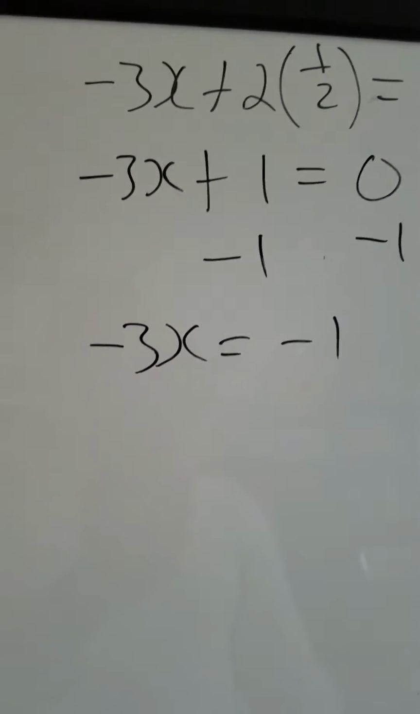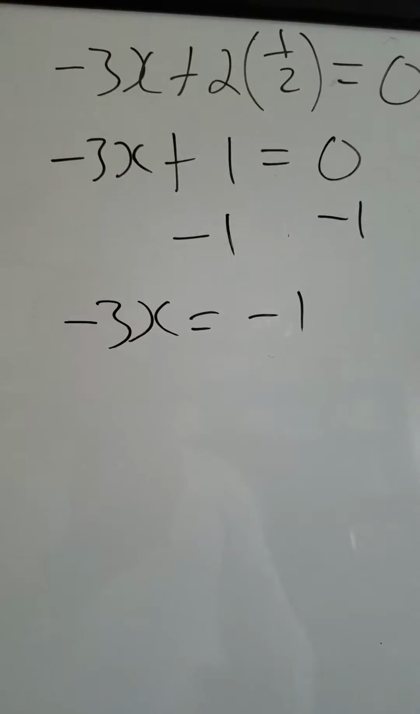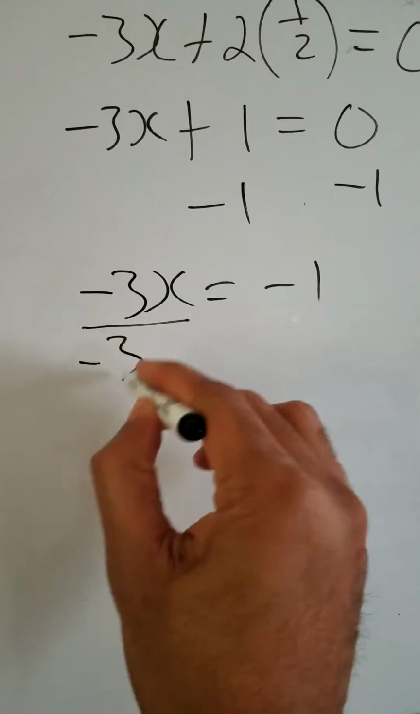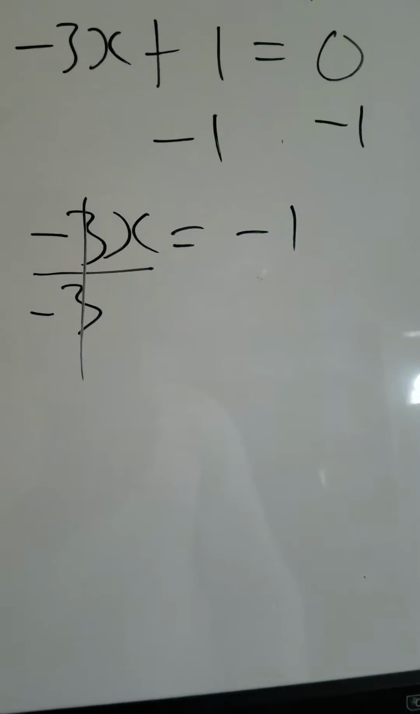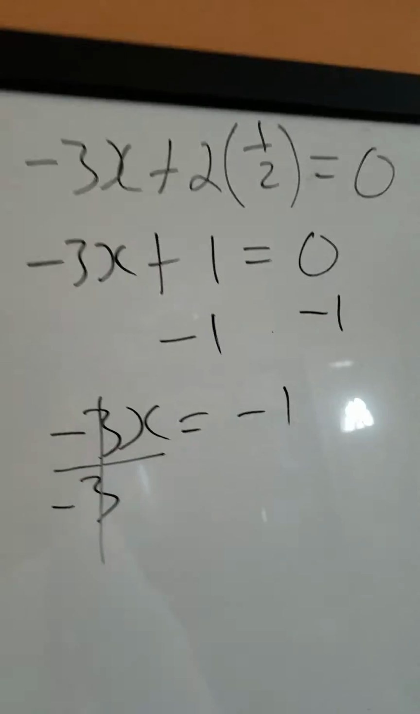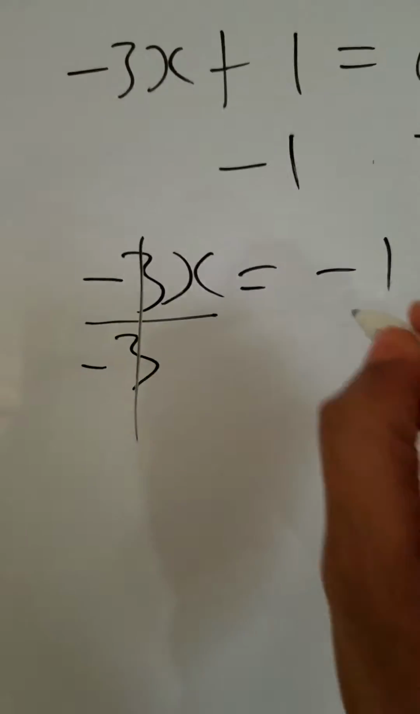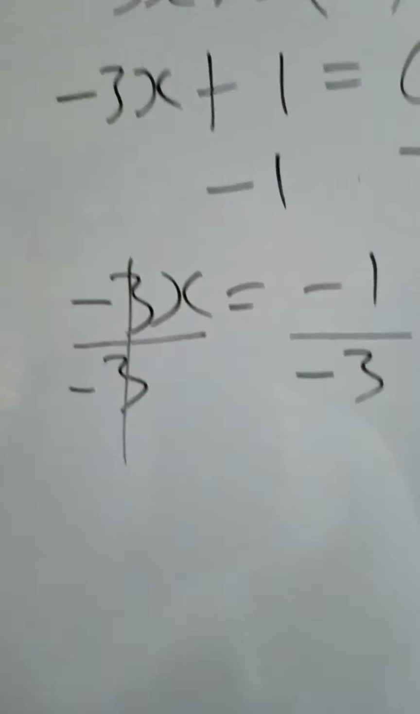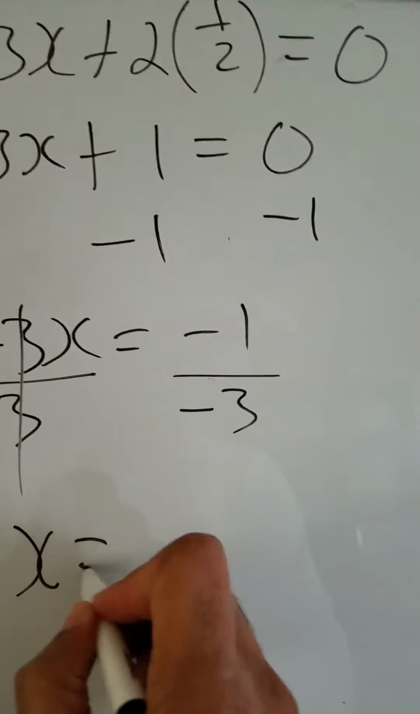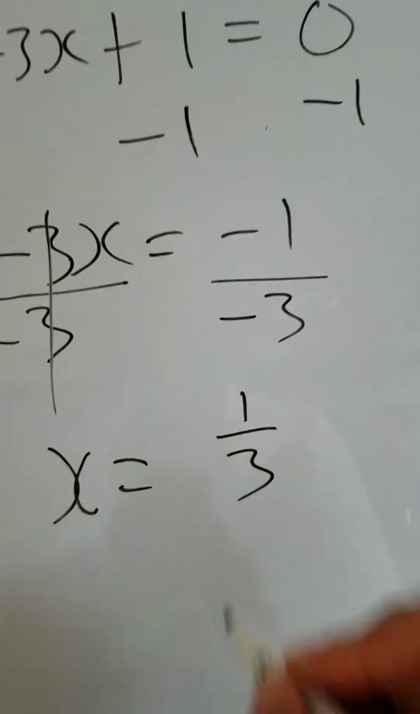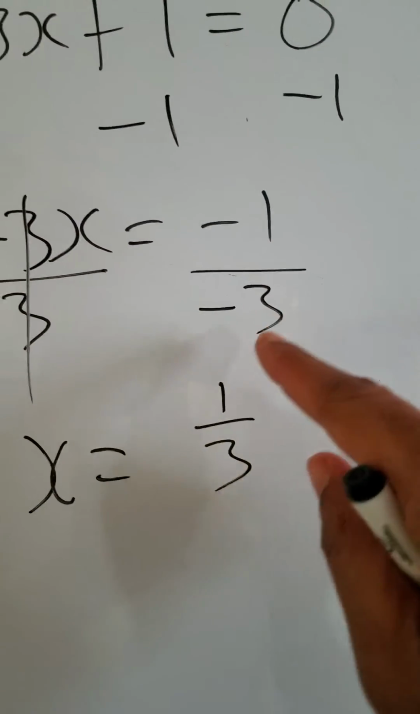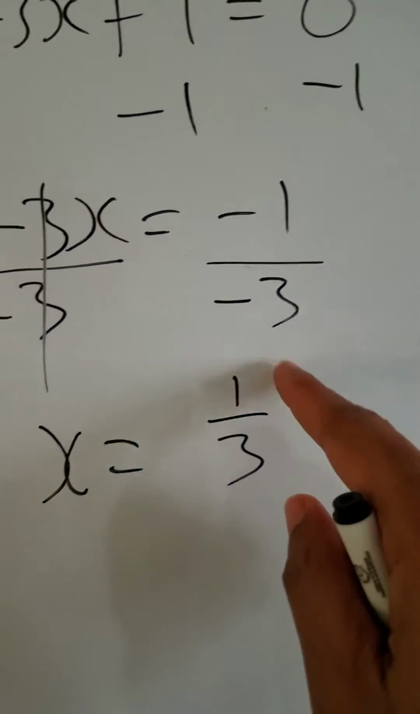Now there's one step remaining. To get the x by itself, we need to divide our negative 3x term by negative 3, so that the 3's cancel out and we're left with the x. However, if we divide one side of the equal sign by a negative 3, we also have to divide the other side by a negative 3. And what we have left here is x is equal to 1/3. Again, a negative number being divided by a negative number will always give you a positive number.